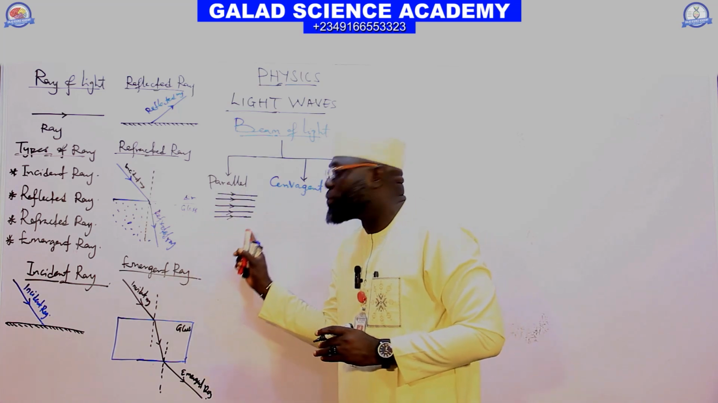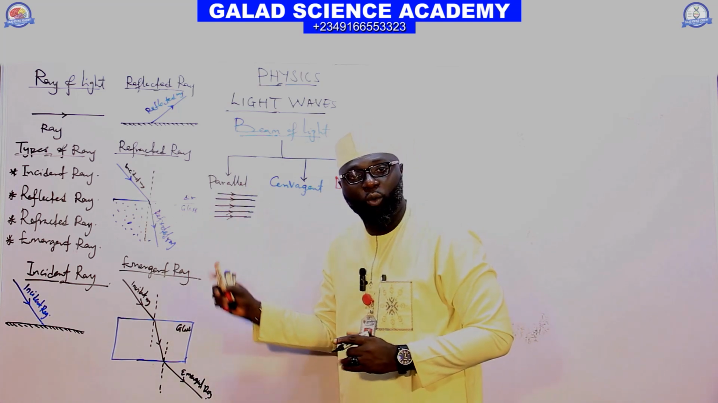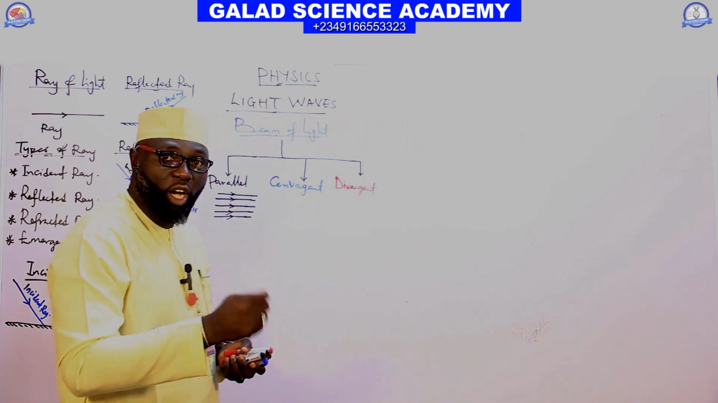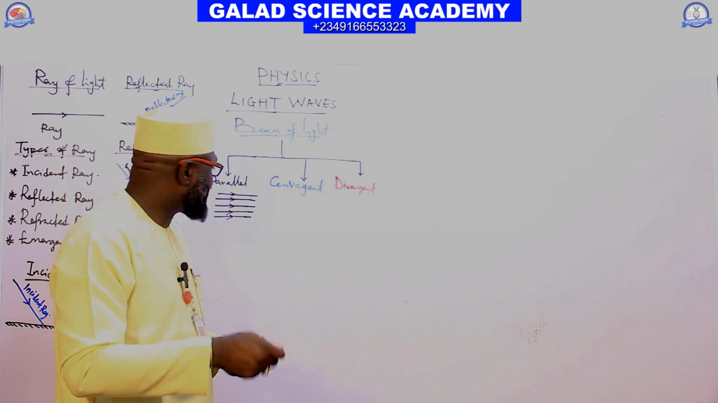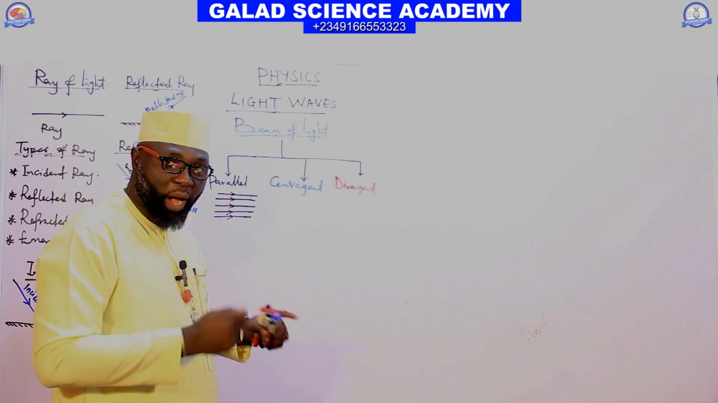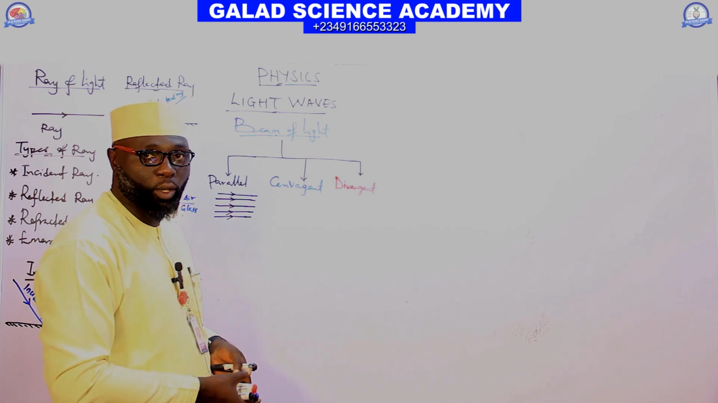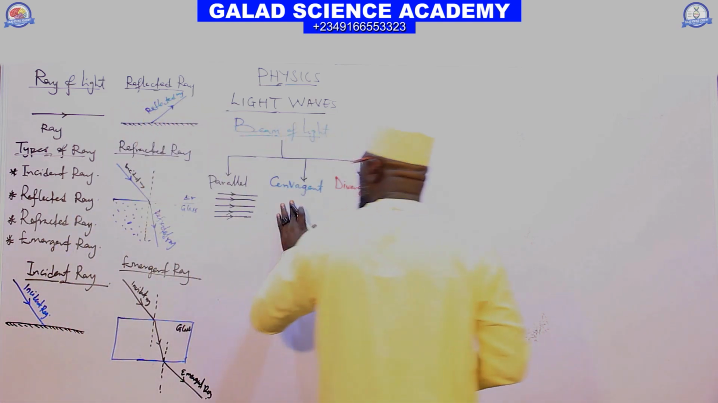And this kind of beam can be found in a torch light. The light that security men and policemen use at night produces a parallel beam.